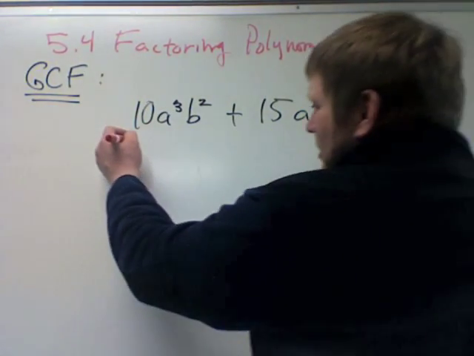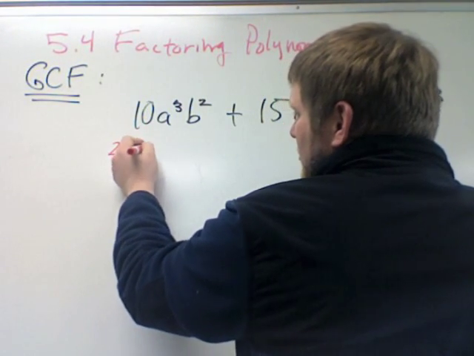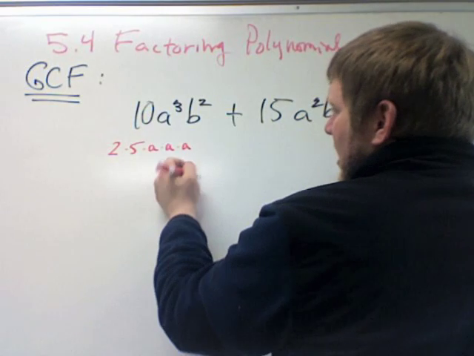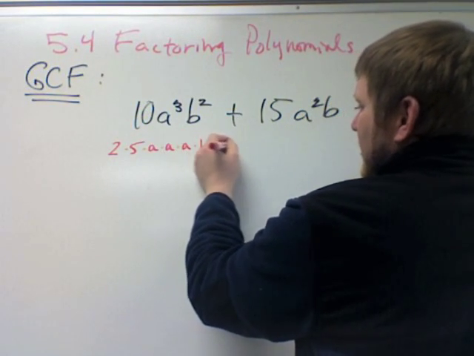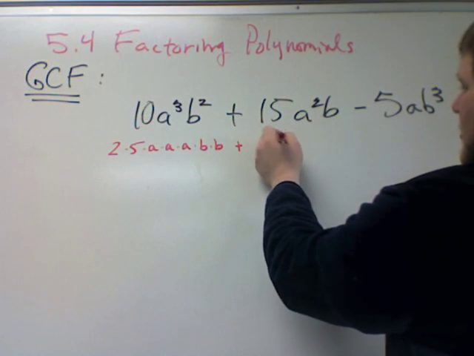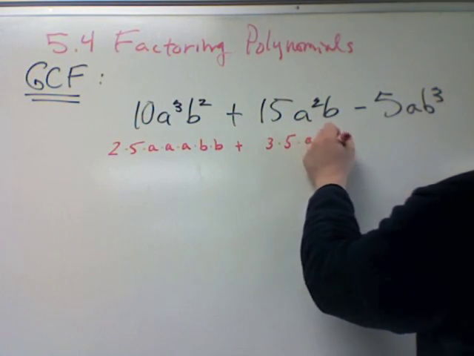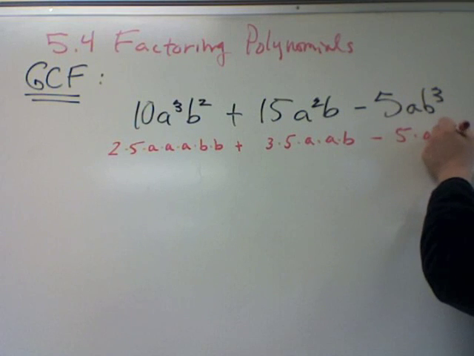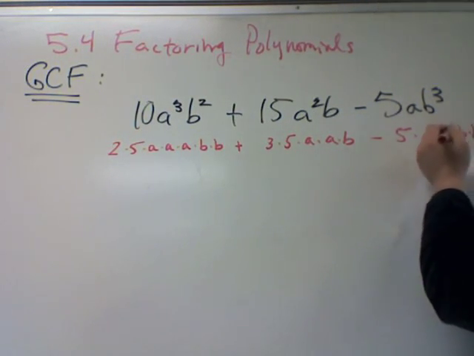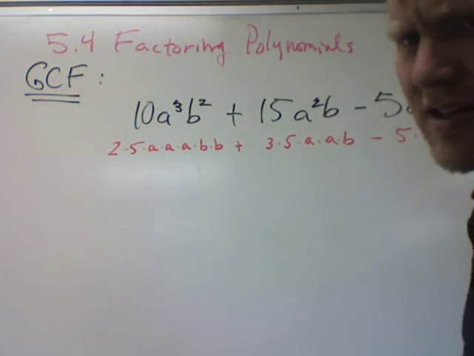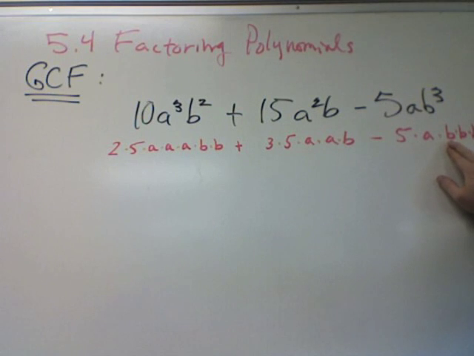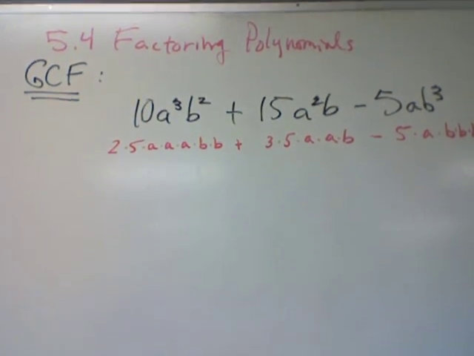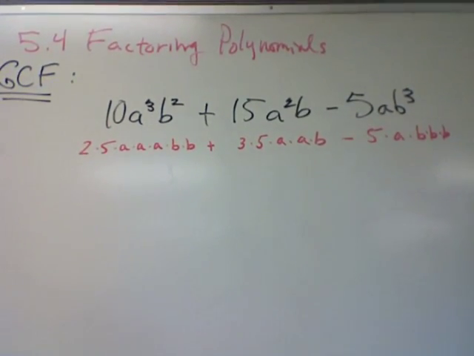So first thing I'm gonna do is just prime factor everything out here. So 2 times A times A times A times B plus 3 times 5 times A times B minus 5 times A. So that's there's B times B. Can't really see that, but B times B right here. So that over a little bit. There we go.